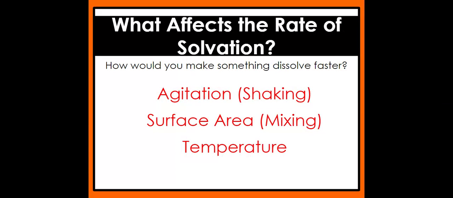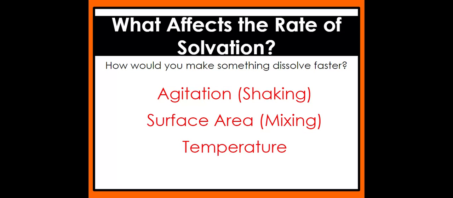All right, so thinking about Kool-Aid, the rate of solvation, or how fast a solvent and a solute come together and make a solution, would be increased by agitating something, so shaking it. Like if you've ever had one of those Kool-Aid packets that you can pour into a bottle of water and you shake it up, agitation.